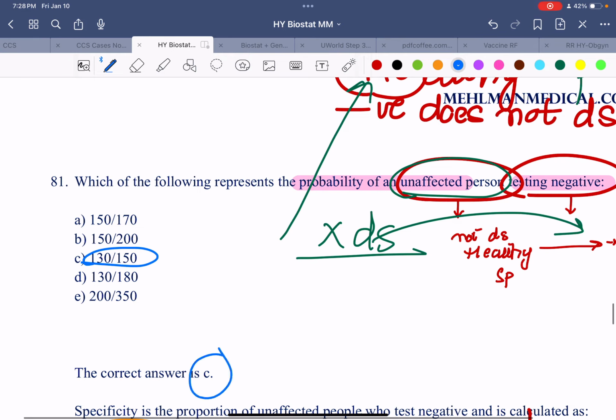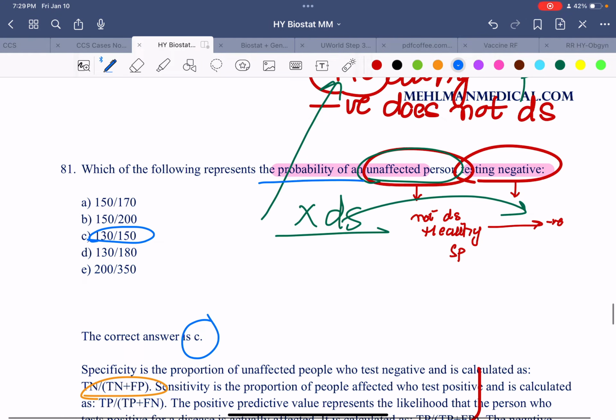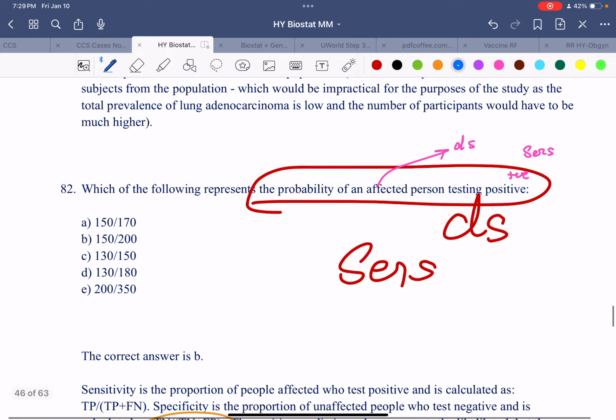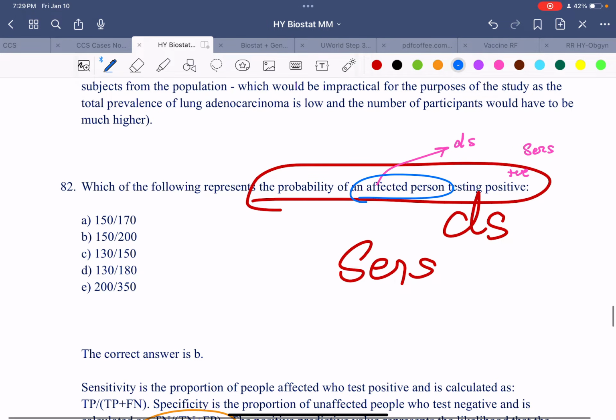So here you can see that they are not directly asking for specificity, sensitivity, PPV and NPV. You have to know what they represent, and from that you should be able to calculate them. Okay. Similarly, the probability of an affected person. An affected person means that he is actually diseased. And what is the probability that he will test positive? This is known as the sensitivity of a disease.